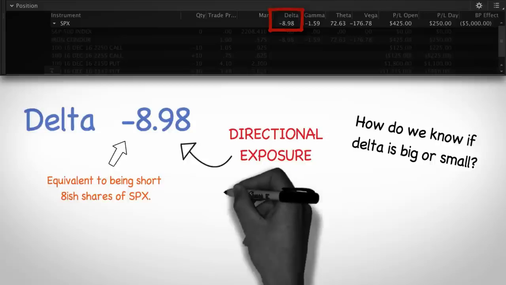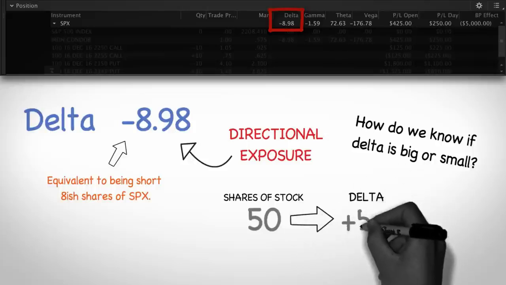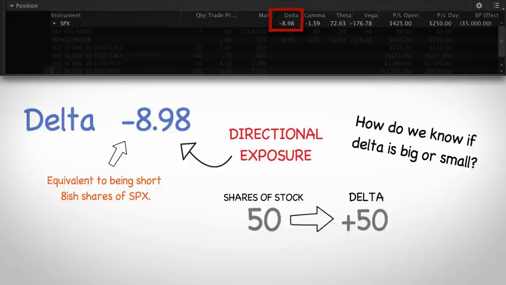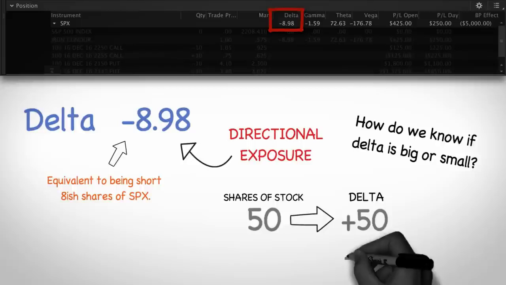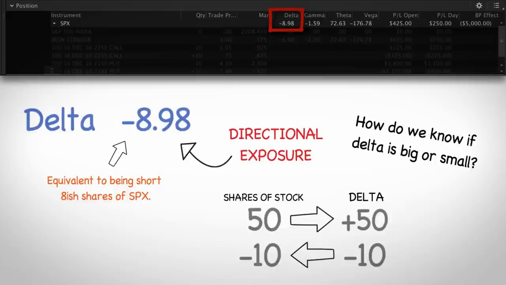Right? If you are long 50 shares of a stock, for example, then your delta would be plus 50, because if the stock went up by 1 point, then you would make $50. So if your option position shows a delta of negative 10, for example, then that's the equivalent of being short 10 shares of the underlying stock or market.